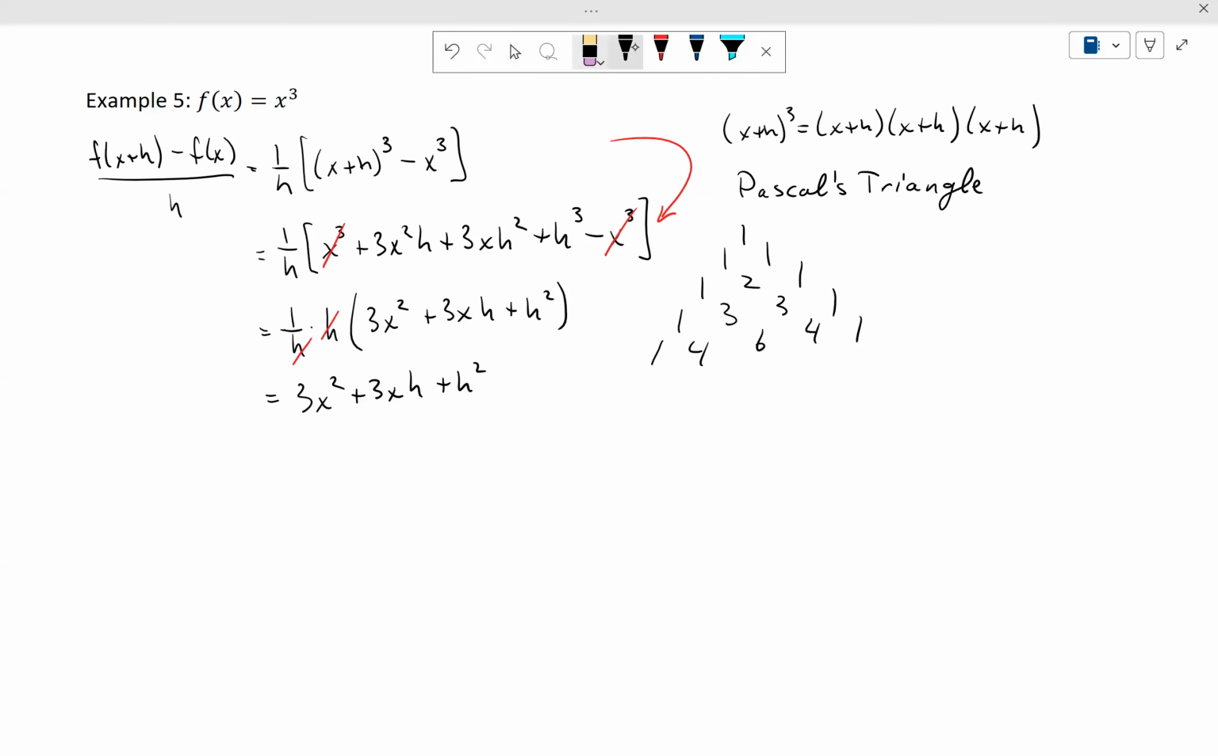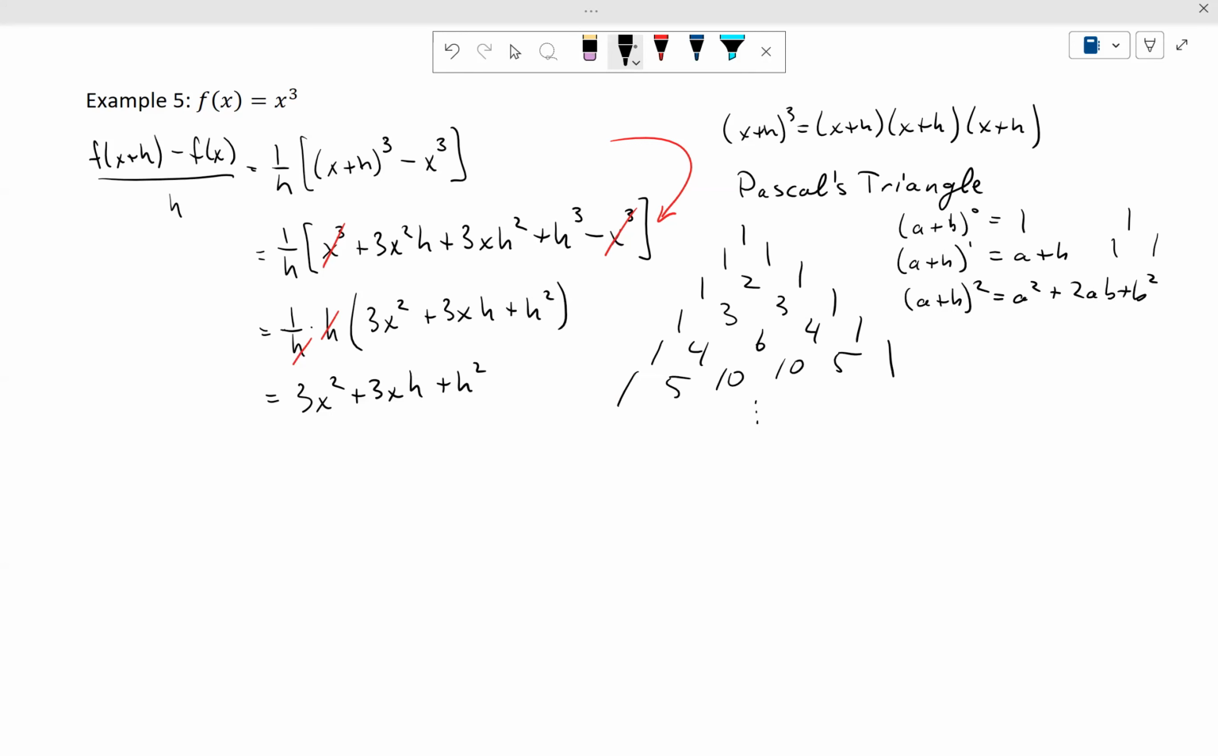Now, what is this getting us? This triangle does go on as long as you need it. So you can do 1, 5, 10, 10, 5, 1, and dot, dot, dot. What is this getting us? Well, it turns out this is related to binomials. If you do a plus b to the 0, you get 1. If you do a plus b to the 1, you just get a plus b. If you do a plus b squared, you get a squared plus 2ab plus b squared. Notice the coefficients: 1, 1, 1, 1, 2, 1.